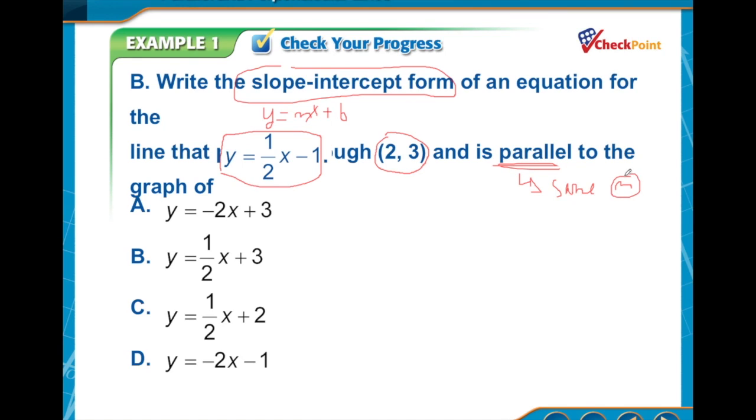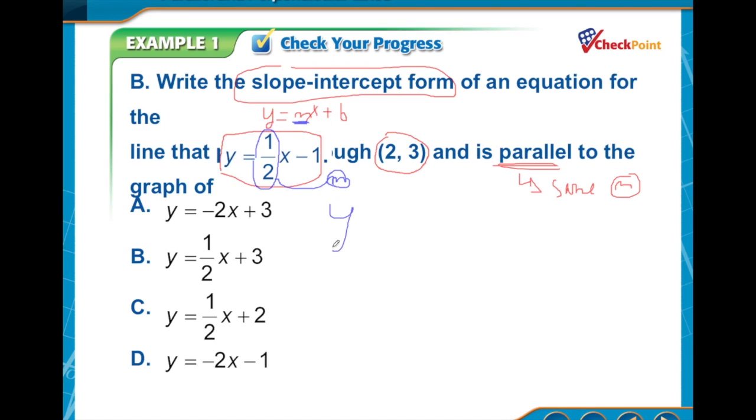So if we know that is true, what is the m value given in this line that we're comparing to? Well, the m is attached to x. So we know in this case that is 1/2. That's my m. So what we really know is that the line that we want to write, this m value is 1/2.